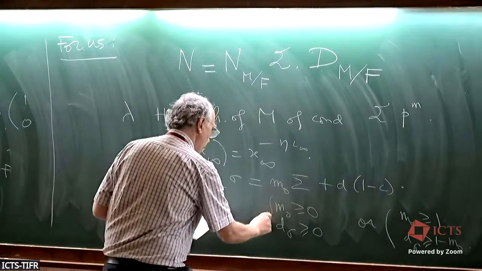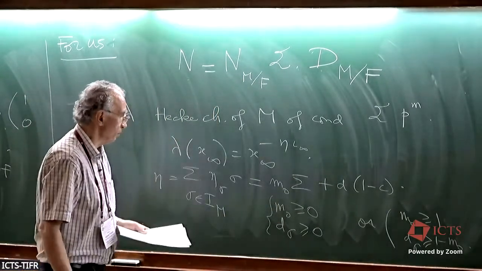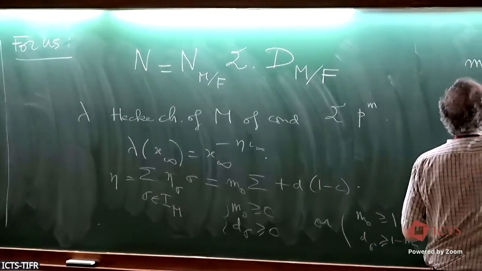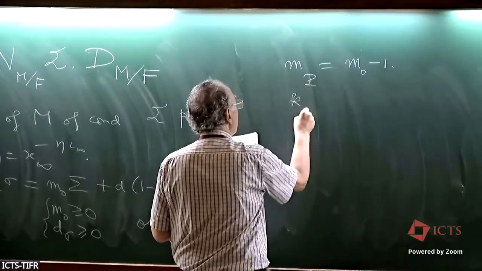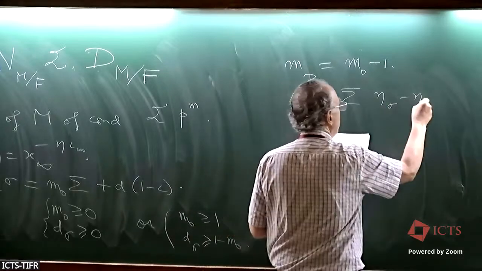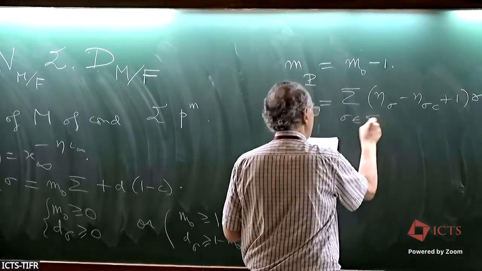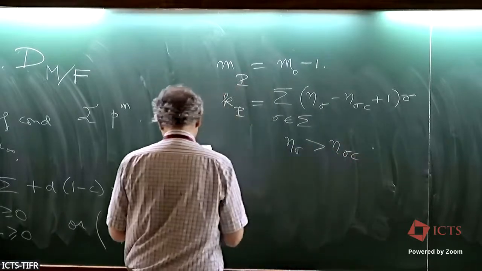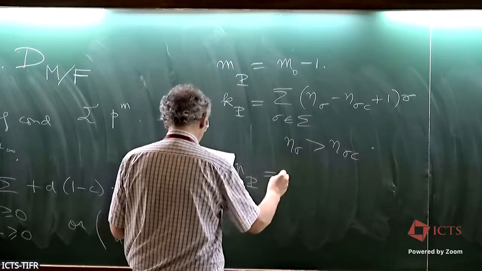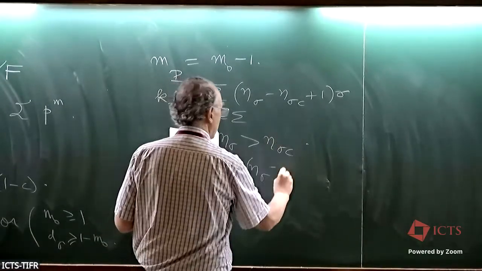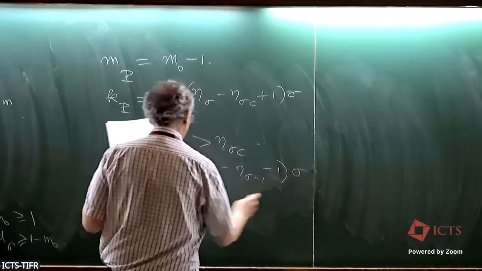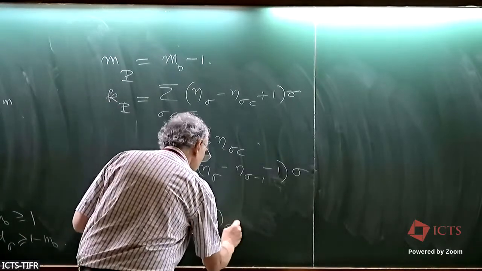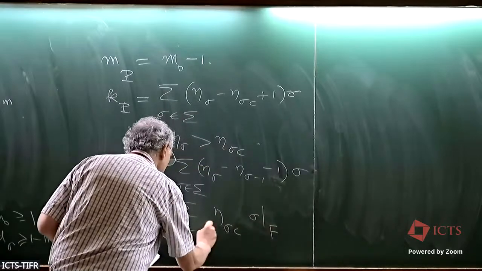So we consider such an infinity type. And we introduce m_P to be m0 minus 1. And we introduce k_P to be the sum of eta sigma minus eta sigma c plus 1 over sigma in Sigma. And so we assume that eta sigma is bigger than eta sigma c. So we have n_P, which is the sum, of course, of eta sigma minus eta sigma c minus 1, over sigma in Sigma. We have v_P, which is the sum of eta sigma c sigma restricted to F for sigma in Sigma.